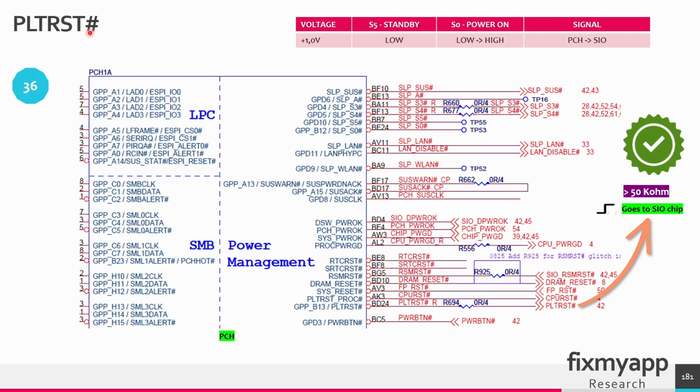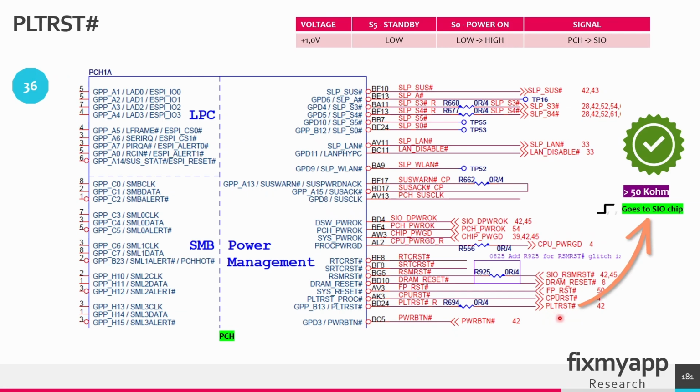The hashtag symbol indicates that the signal is active low, meaning it is triggered when the signal is pulled low at 0 volt, and it remains inactive when it's high. When the signal is high, the mainboard is not in a reset state, so the computer is ready for receiving and executing commands. This platform reset signal is used to initiate a platform-wide reset. It ensures that all major components of the system, including CPU, chipset and other peripherals, are properly reset and brought to a known initialized state.